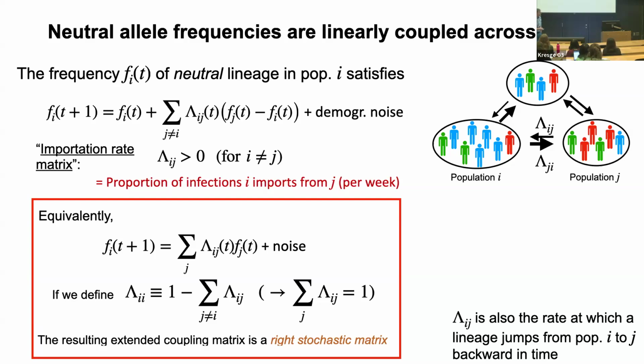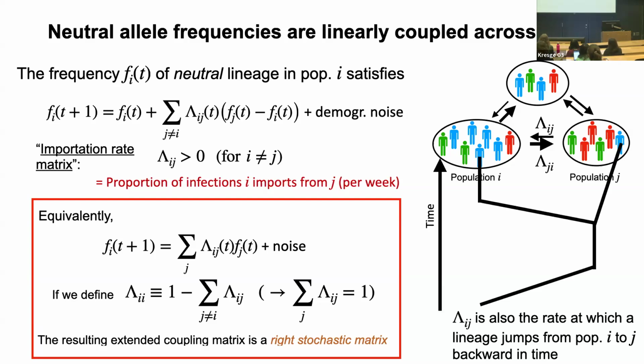And so how can we understand this? Let me illustrate this forward in time. Of course, if a virus is successful, it generates a tree of descendants. But if you go backward in time, you sample an individual, then you follow a lineage backward in time, and this lineage can either stay in a deme or jump around. And the jump rate is exactly what lambda ij is.